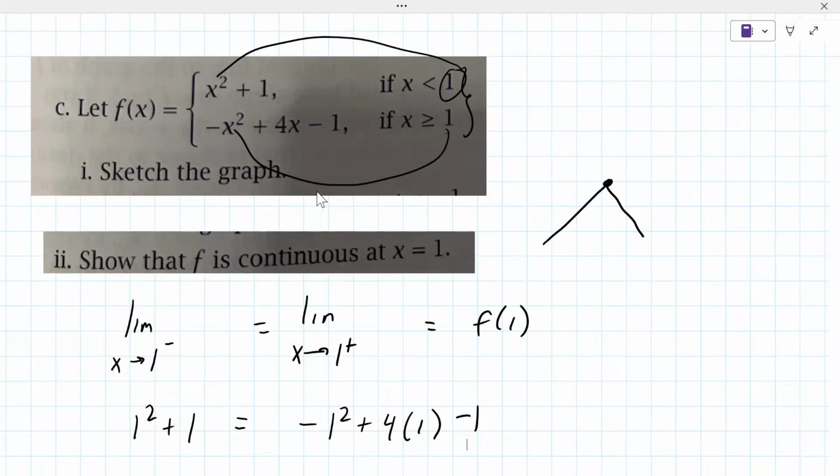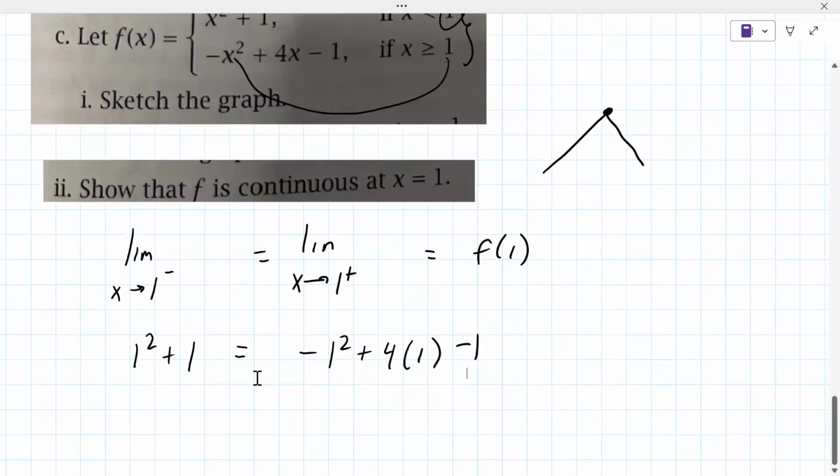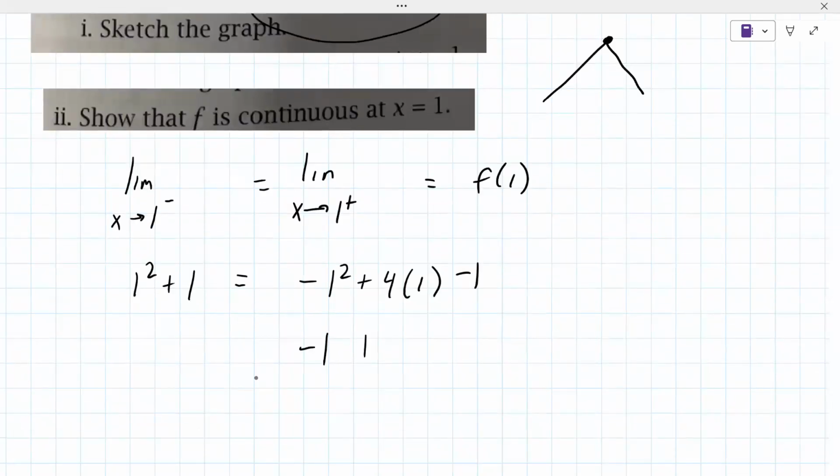So 2 equals... They do not equal each other. They do not, so it is not continuous. Wait, I disagree. The one on the right here is negative one plus four minus one, which is two. The one on the left is, oh wait, yeah, two. They are both 2.